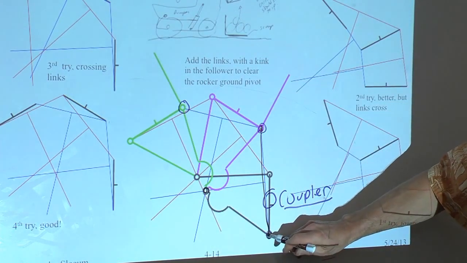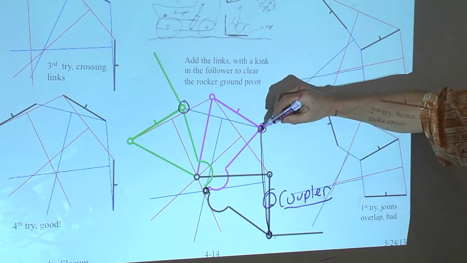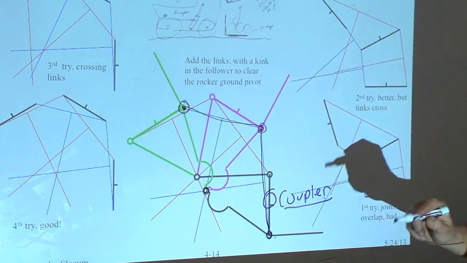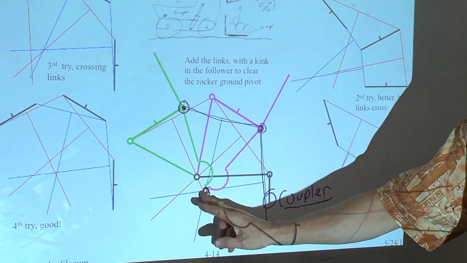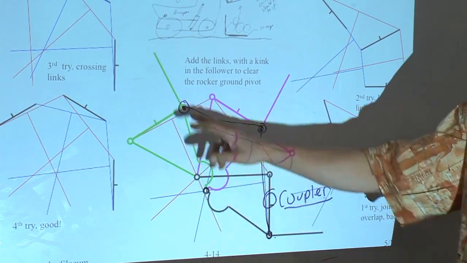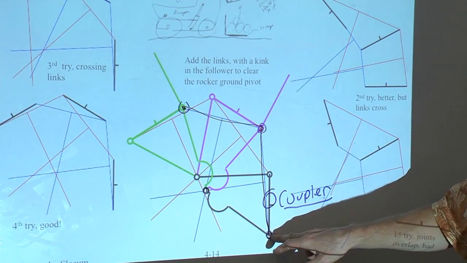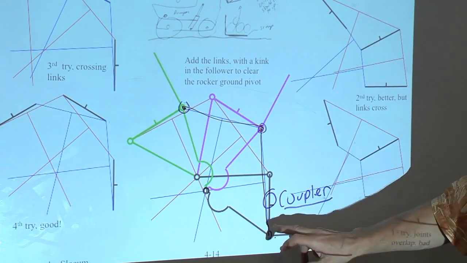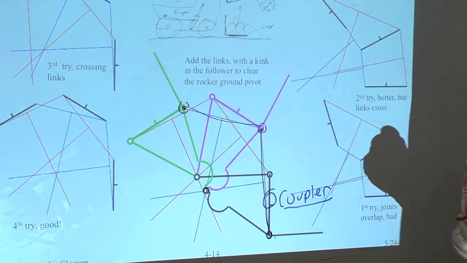So this point on the coupler goes to here, and this point goes to here. Now we've got to find a ground point that is equidistant from each of these 3 points. This is the 3-point method. 1, 2, 3.